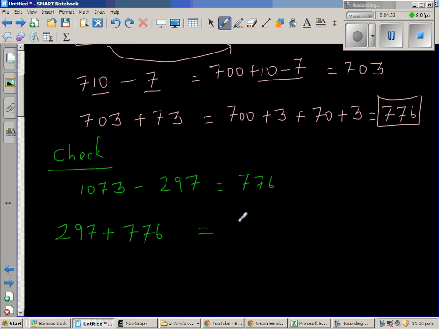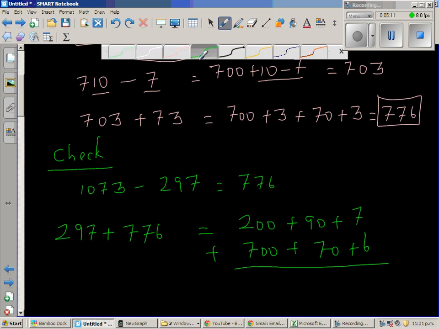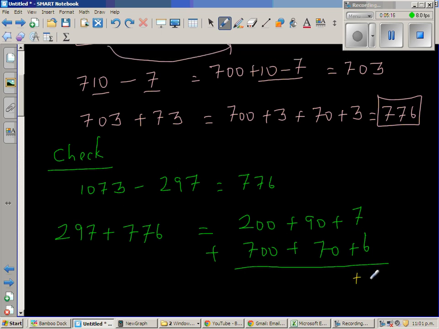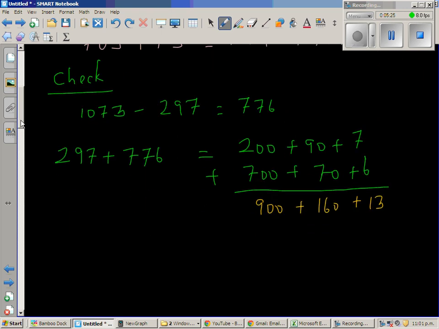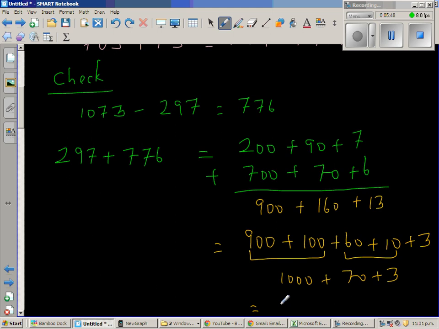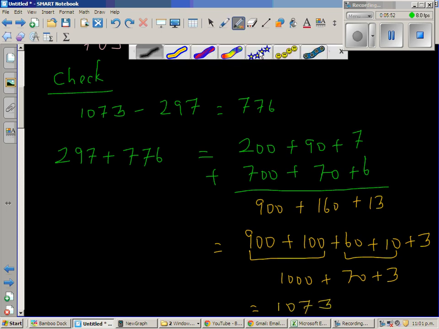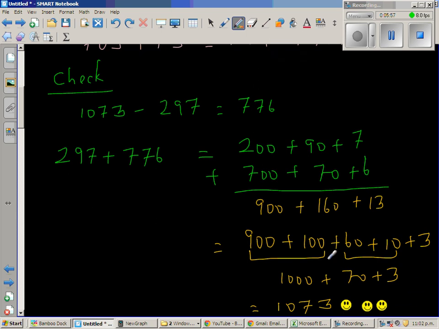I'm going to write this as 200 plus 90 plus 7 plus 700 plus 70 plus 6. When you write like this, you understand what each number stands for. So this is 13, 7 plus 6 is 13, plus this is 160, and this is 900. Let us expand this. So this is 900 plus 100 plus 60 plus 10 plus 3. This is called the expanded form. So this is 1000 plus 70 plus 3. So the answer is 1073. You can be quite happy, and you can give yourself a smiley face. So your answer is right.